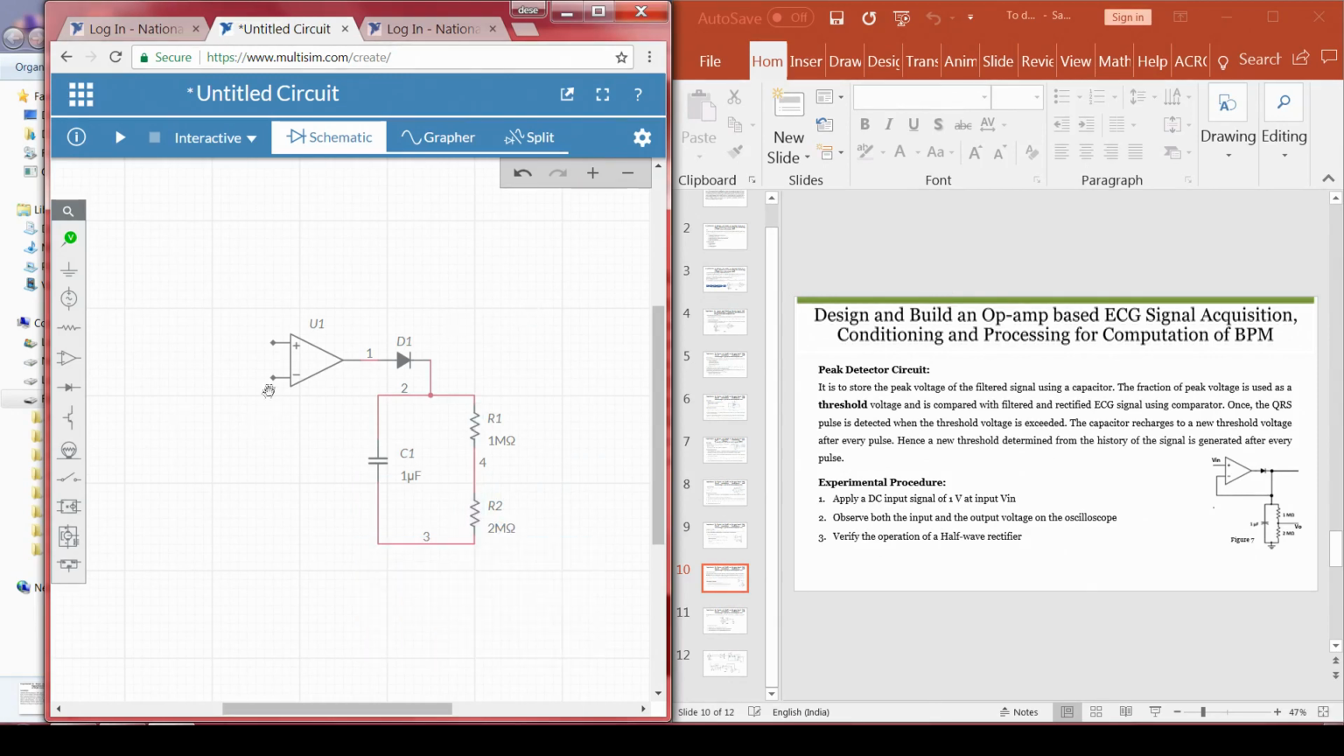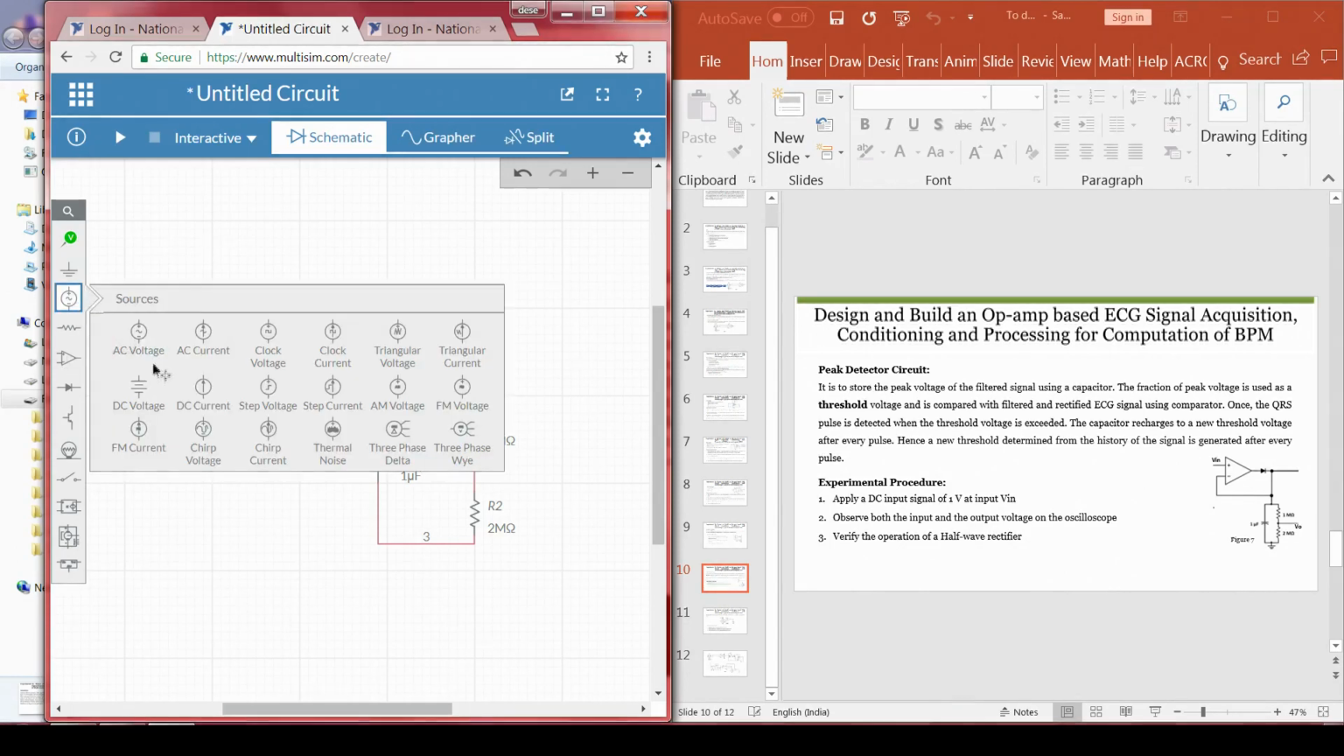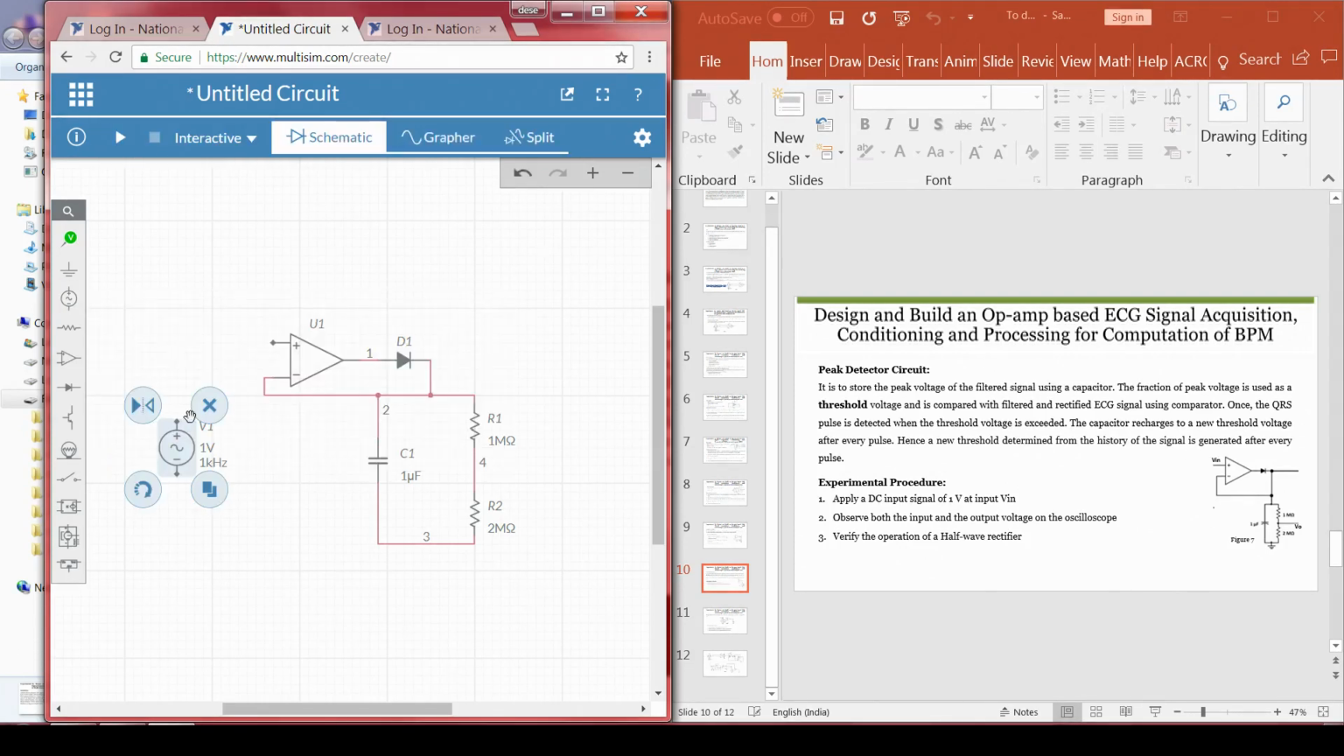Now, we have to connect this terminal to this one, right. So, this is the input signal. In order to test the circuit, we generally go with an AC voltage. So, let me connect the AC voltage here, and we also need a ground. So, I am taking a ground, connecting it from here to here, and even this part should be ground.